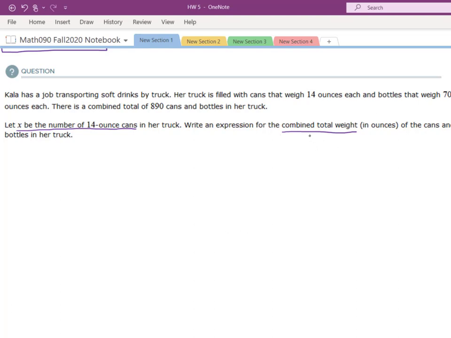Okay, so we know X is going to be the number of cans. So X equals number of cans. And we know that each can weighs 14 ounces. That's for one. So if we multiply 14 times X, that would be the total weight just of the cans.